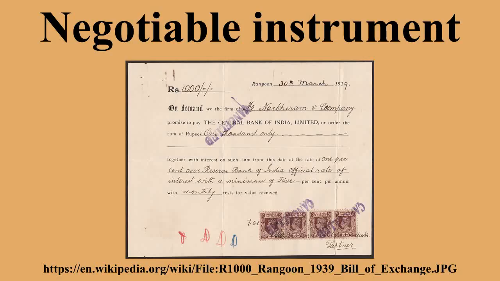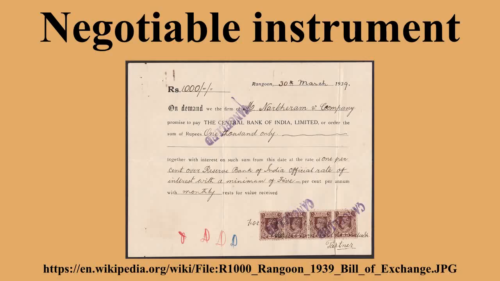Banknotes are frequently referred to as promissory notes, a promissory note made by a bank and payable to bearer on demand. According to Section 4 of India's Negotiable Instruments Act, 1881, a promissory note is an instrument in writing, containing an unconditional undertaking, signed by the maker to pay a certain sum of money only to, or to the order of, a certain person or the bearer of the instrument.